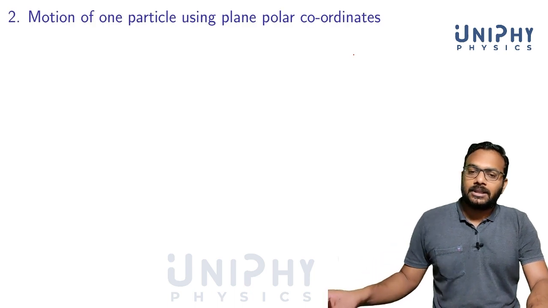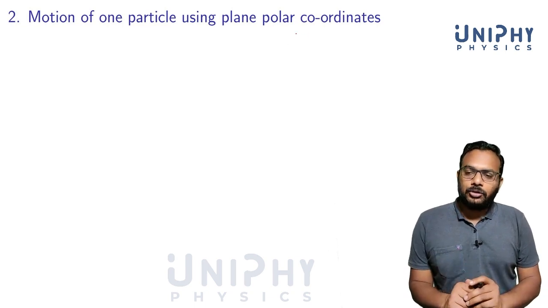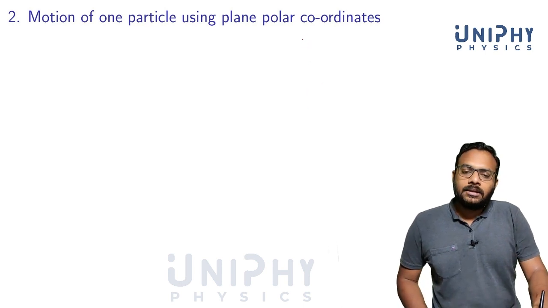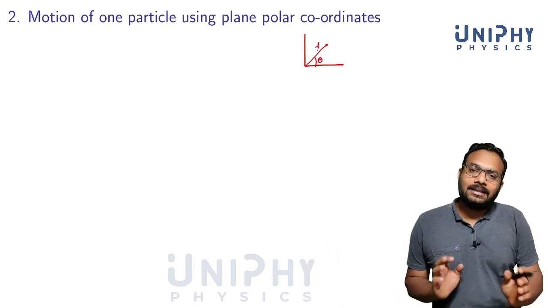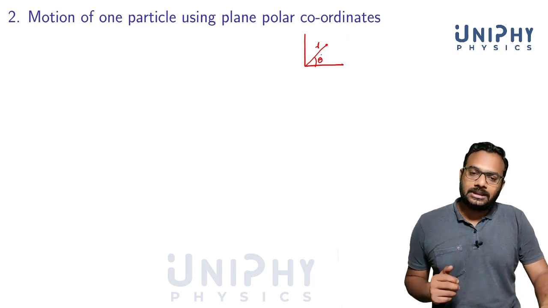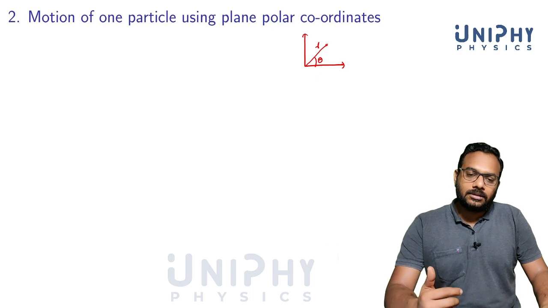Now the next example I would like to discuss is the motion of one particle using plane polar coordinates. Here we are being asked to use the plane polar coordinates as the generalized coordinates. What are the plane polar coordinates? If you look at the coordinate system, you have this one particle here, and the distance from the origin we can write as r, and this angle is theta. Now r and theta are sufficient to locate this particle in this plane. You can tell how far it is from the origin, and you can give the angle with respect to the x-axis, and that will completely determine the position of this single particle in space.